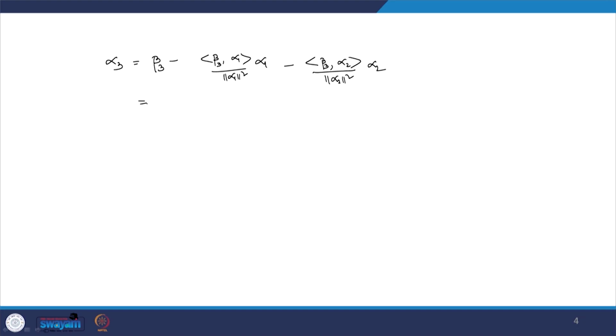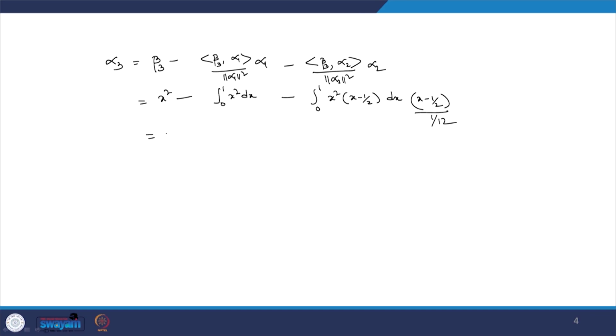So, this implies this is beta 3 equal to x square minus, this will be integral 0 to 1 x square dx, and this will be equal to integral 0 to 1 x square into x minus 1 by 2 dx, and also we have alpha 2 is equal to x minus 1 by 2 and alpha 2 square equal to 1 by 12.